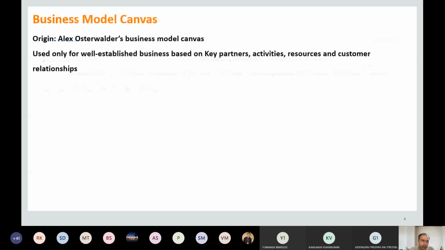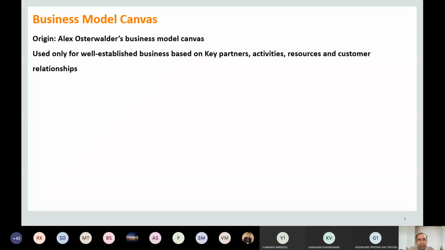So what is this business model development? When we say business model development, it's about the business model, it's about the business model canvas. It was formulated by Alex Osterwalder, who proposed this business model canvas. The main disadvantage of this business model canvas is that it can be used only for well-established businesses.